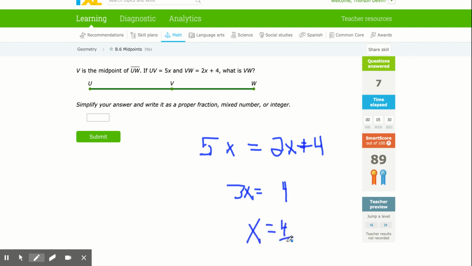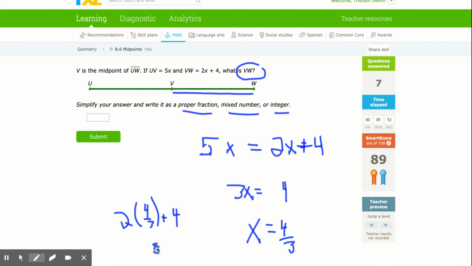In fact, if you look at the problem, it says you can write your answer as a proper fraction, mixed number, or integer, right? So now what does it ask for, by the way? It asks for VW, so it asks for this length here, which, again, is 2x plus 4. So I'm going to multiply 2 by 4/3 and add 4 to it. Well, that's going to be 8/3 added to 12/3, because that's what 4 is, 12/3, and 8 plus 12 is 20/3. So I'm going to come up here and type in 20/3.